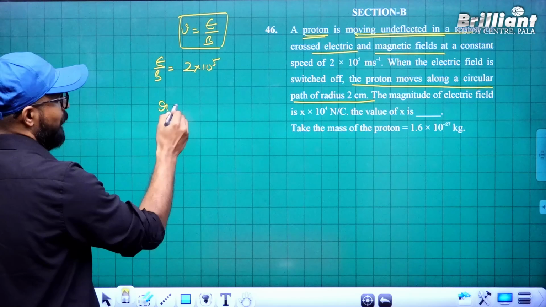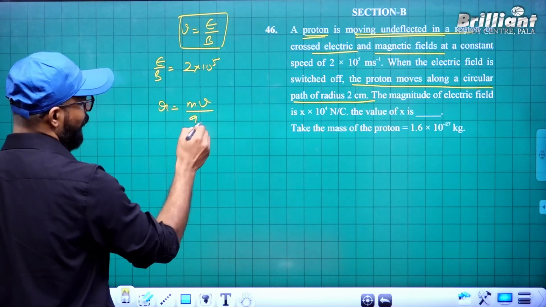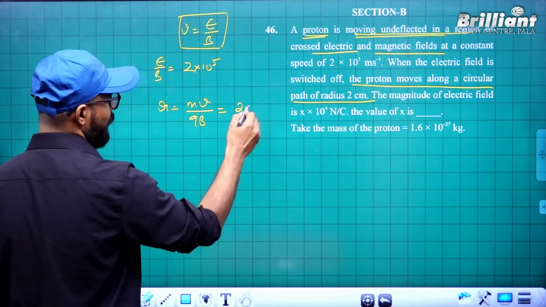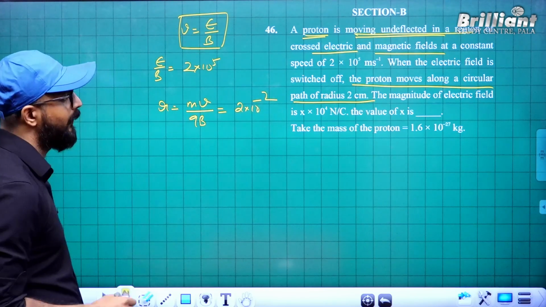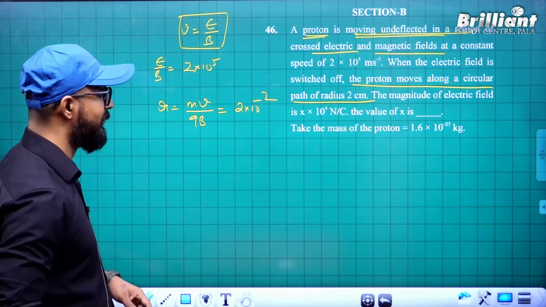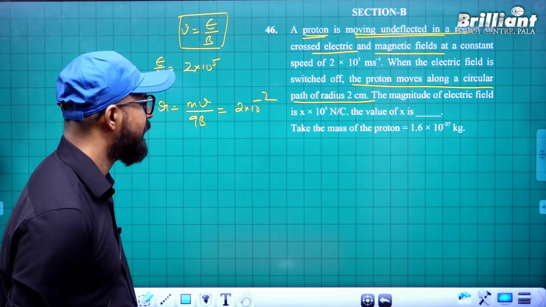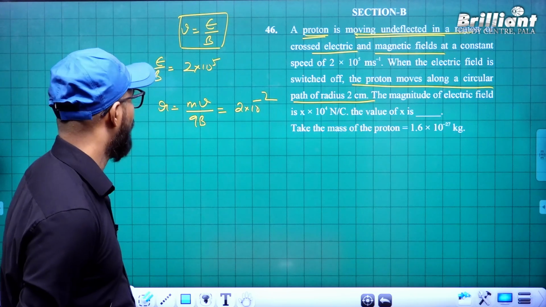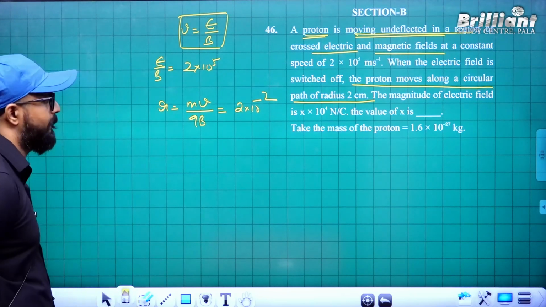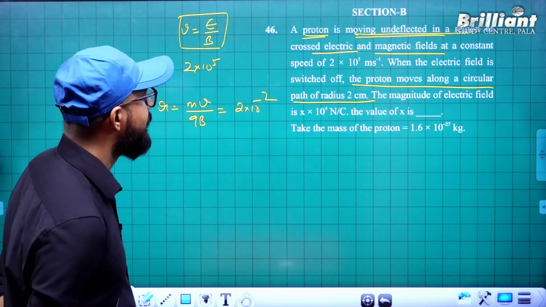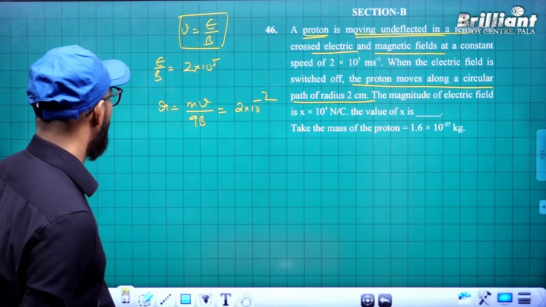So that means the radius is going to be mv by qB, and the radius is given as 2 into 10 to the power minus 2. And this is a proton, so we know the mass and we have the charge also. Magnitude of electric field is x into 10 to the power 4. Mass of the proton is given. Okay. So have they given the velocity? Yes, they have given the velocity.